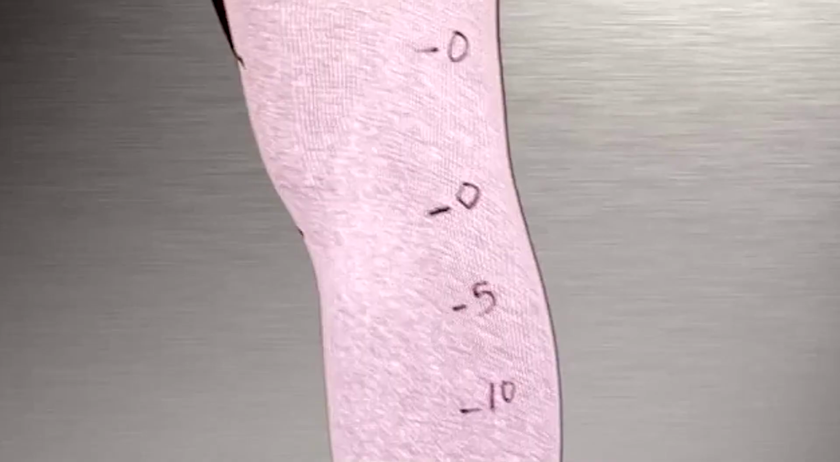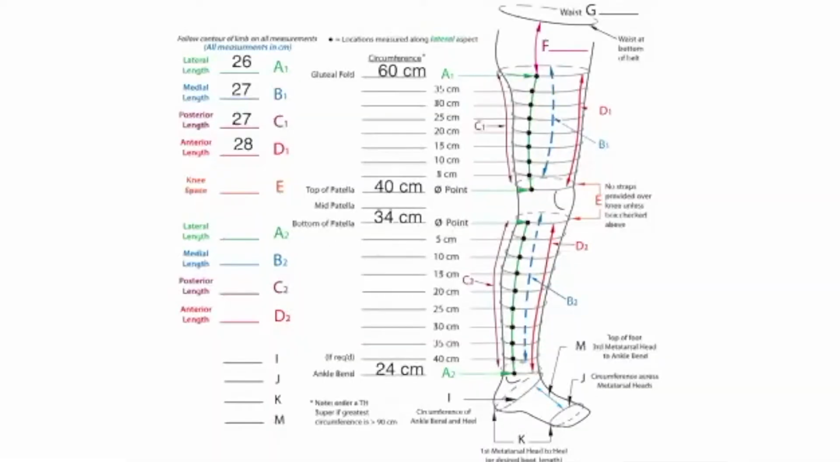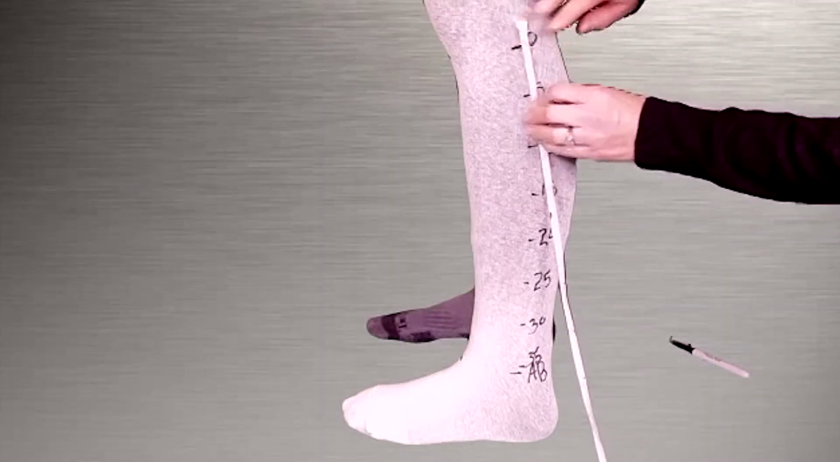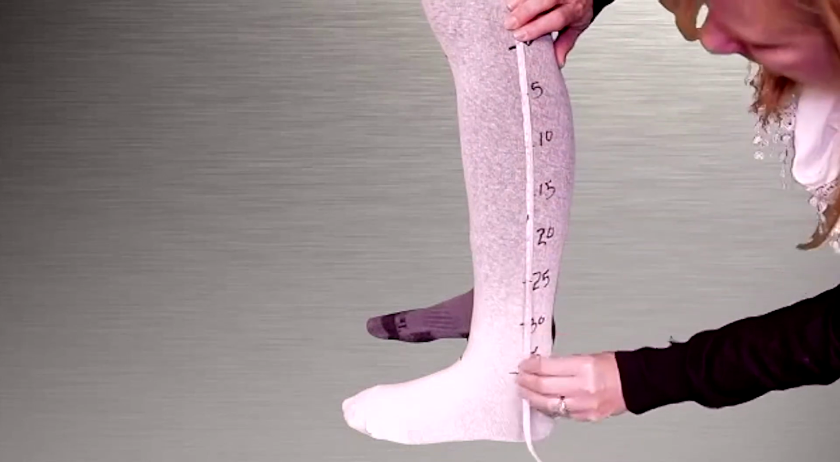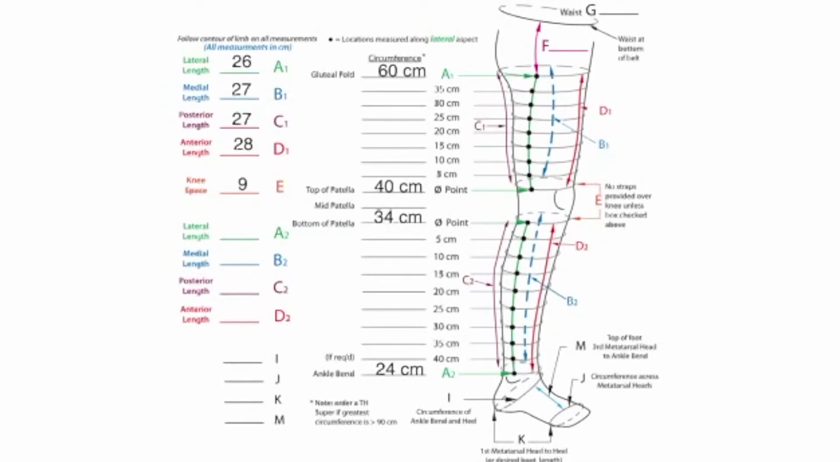Now measure the distance between the marks on the lateral aspect of the top of the patella and bottom of patella, and record the knee space on line E. Please note that this measurement is always required even if you do not want to have straps over the knee on a Legassist garment. Moving to the lower leg, measure down from the 0 point on the lateral aspect of the bottom of patella to the mark you made of the lateral aspect of the ankle bend, and record this measurement on the measuring form line A2.